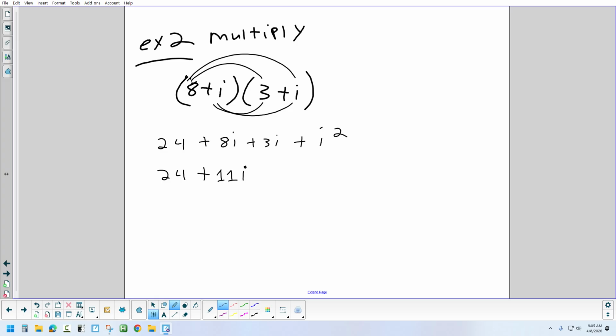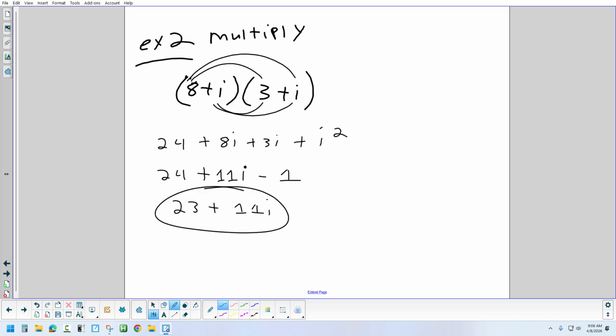Yep. So again, try to make my ones look different than i's so we don't mix those up. So 24 plus 11i, and then we're going to change the I squared to -1. So it would be 23 plus 11i. Always real part first, imaginary part second. Okay. Any question on that?